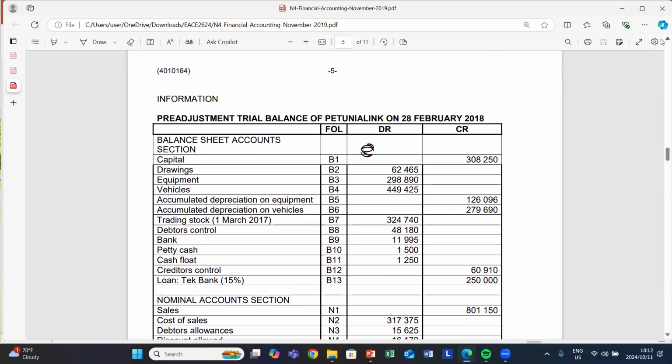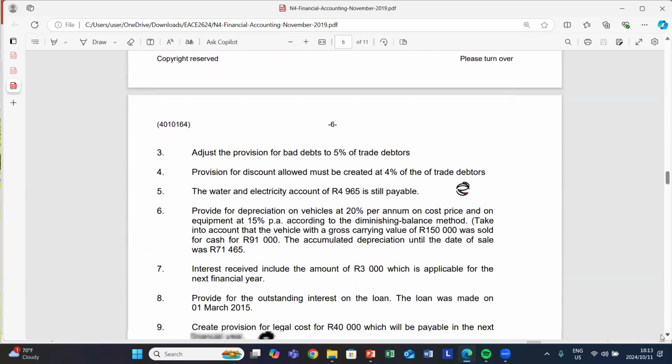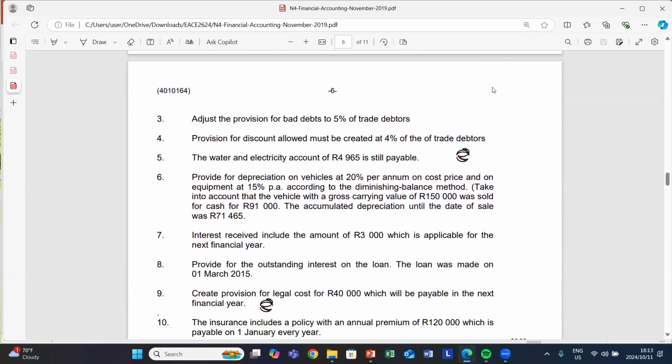The information there: the pre-adjustment trial balance of P on the 28th of February 2018. So you have equipment, which is 290,890. They give you a cost price of your vehicle, which is 449,425, and they give you their respective accumulated depreciation, both of them there. So let's look at our adjustments, but we'll just be focusing on the adjustment of depreciation. It's adjustment number 6 there.